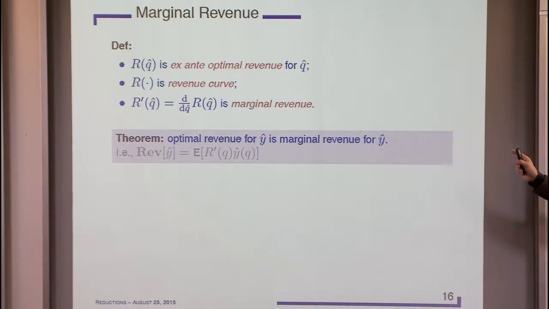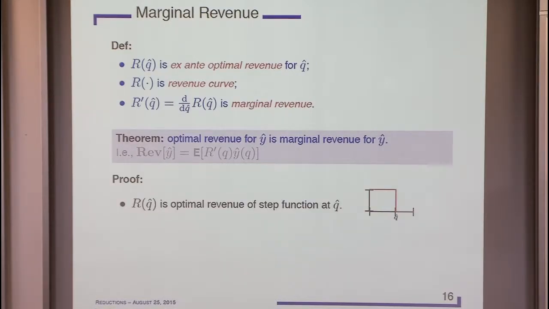This theorem has the assumption of revenue linearity. I should have written it here. Y hat is interim? Y hats are always interim, yes. Y and Y hats are interim allocation rules. Okay, so here's the proof.